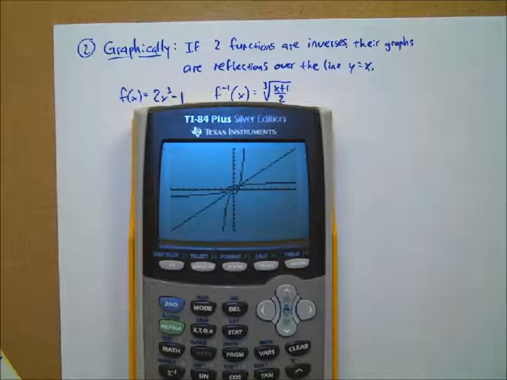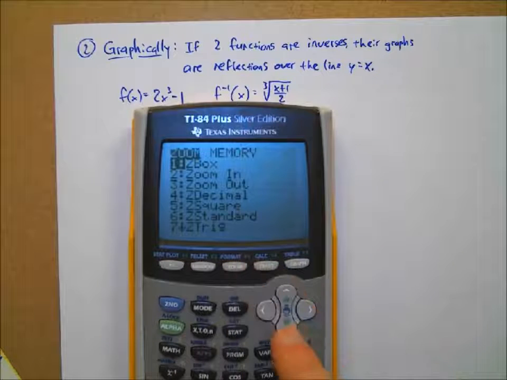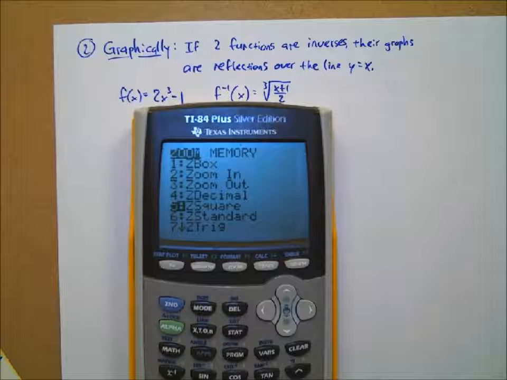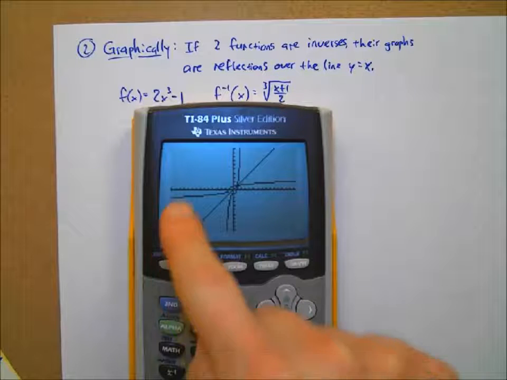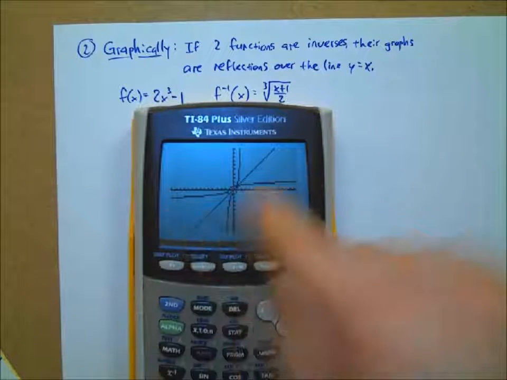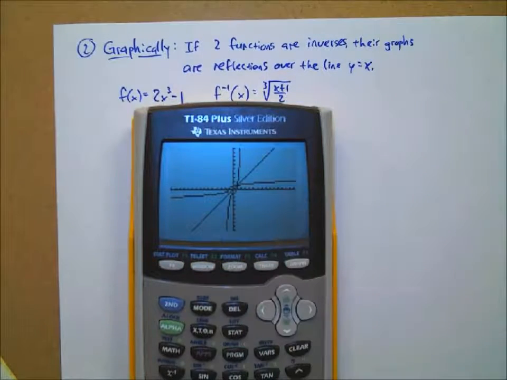If you want to fix that, though, press the zoom button and go down to zoom square. It will adjust the x-axis so that it doesn't have that stretch. It makes it, I don't know, the right scale or something like that. And now maybe it's a little bit easier to see that reflection there. You can see that certainly if we were to reflect this over that line y equals x, we'd end up with that right there. So there's graphically how we can verify that.